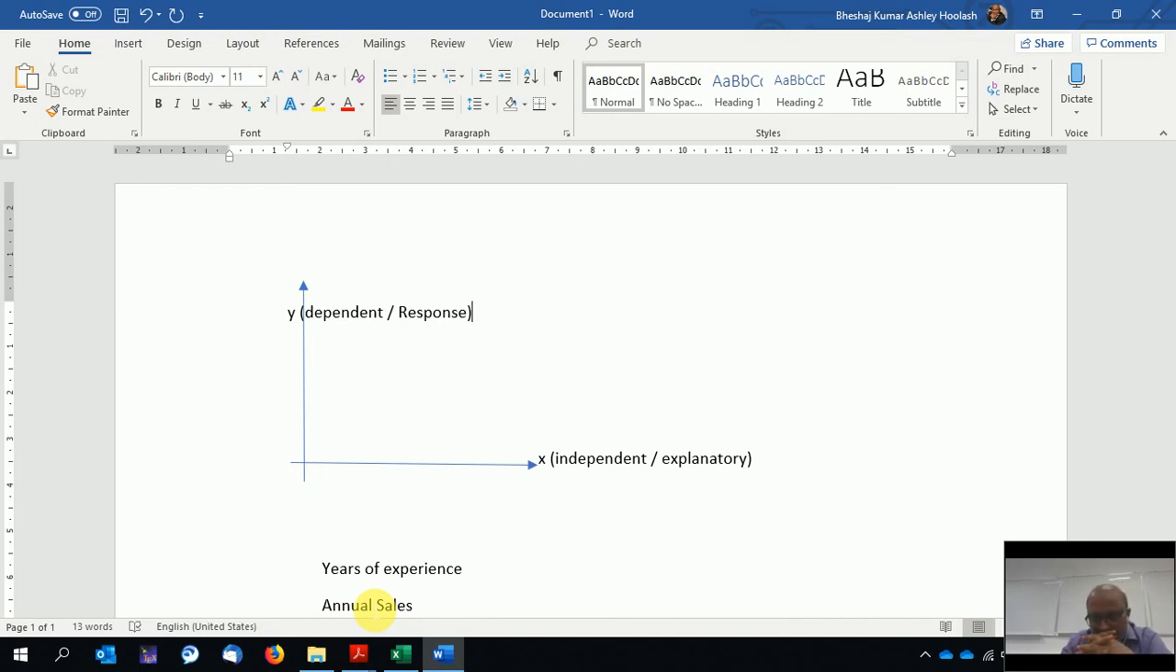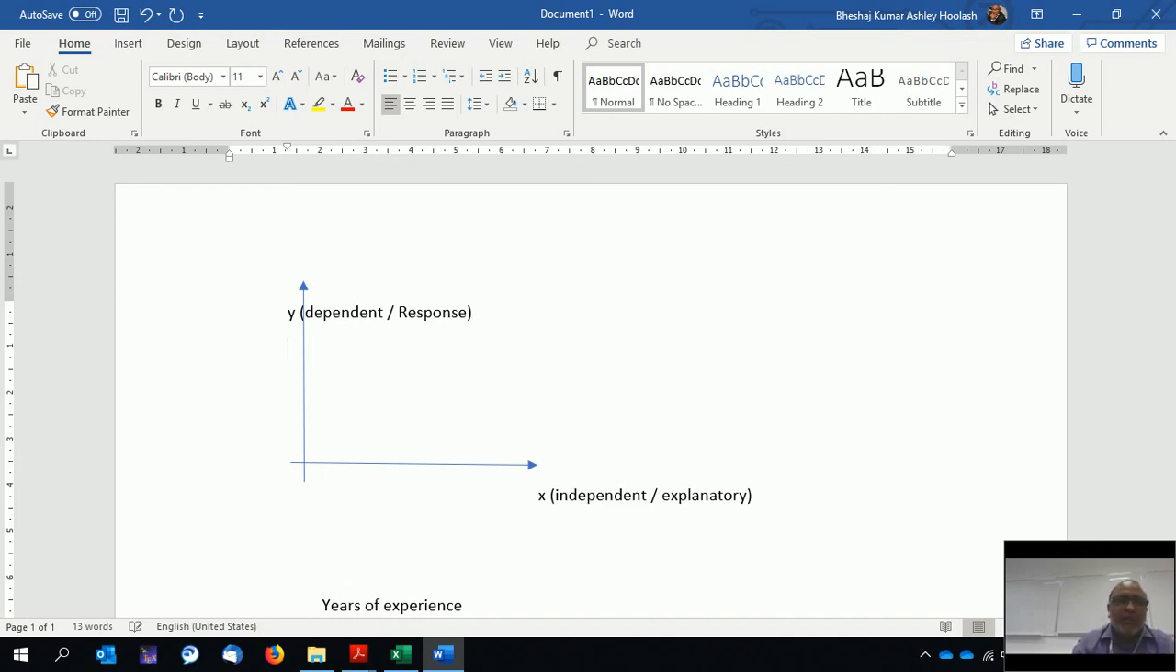So the answer is easy. All you have to ask yourself is, would annual sale depend on years of experience, or would years of experience depend on annual sale? So clearly, annual sale will depend on years of experience. So annual sale would be the dependent variable, and here the independent would be years of experience. So that's one way to know which one goes on the x and on the y.